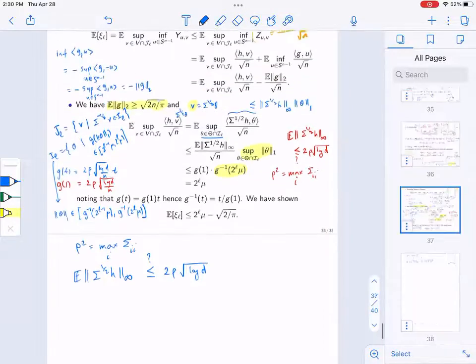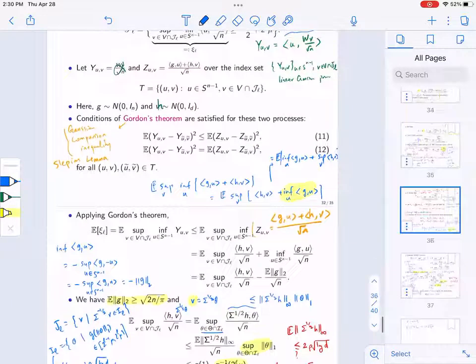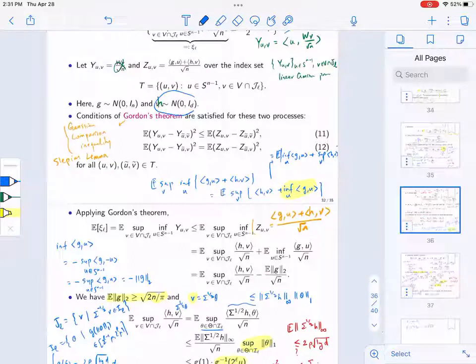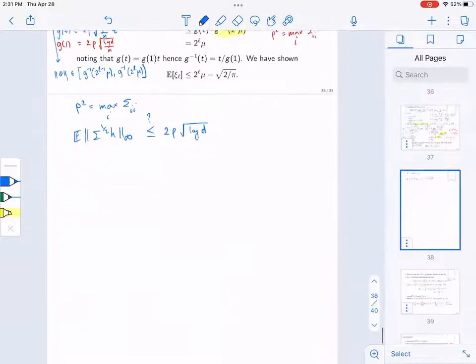So h, what is h? H is a standard Gaussian vector. So h is normal with mean 0. How should we argue this? I think we have a homework problem like that.